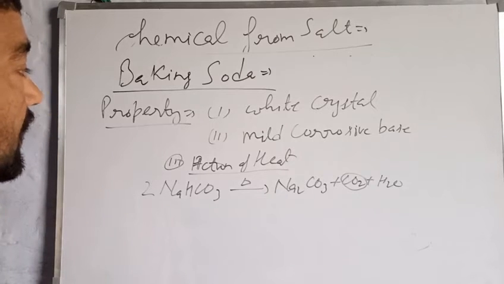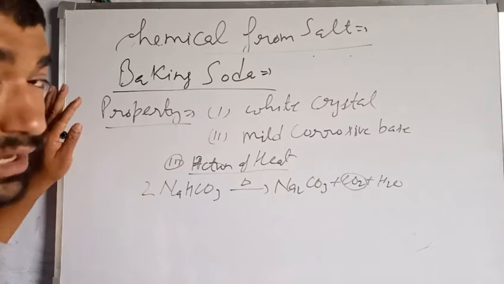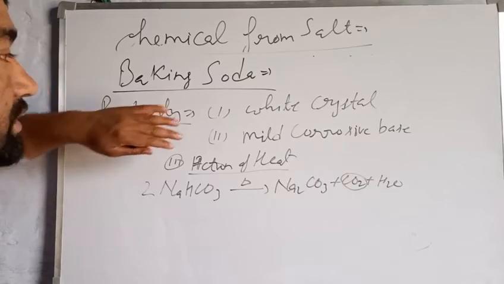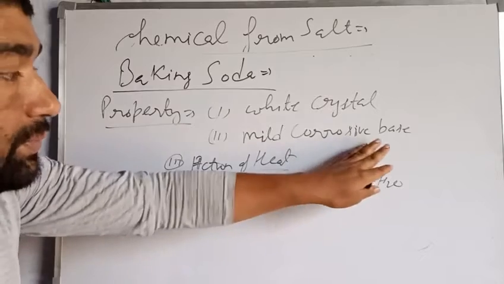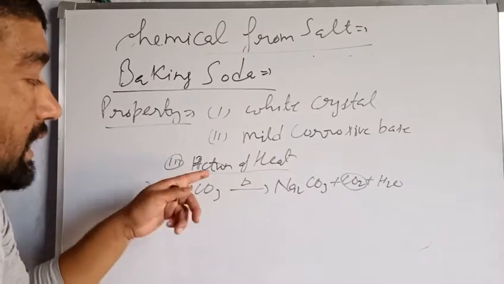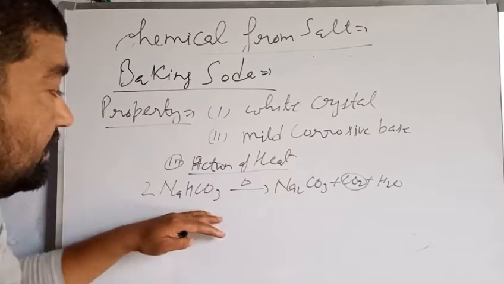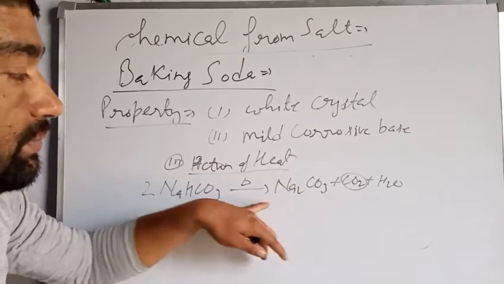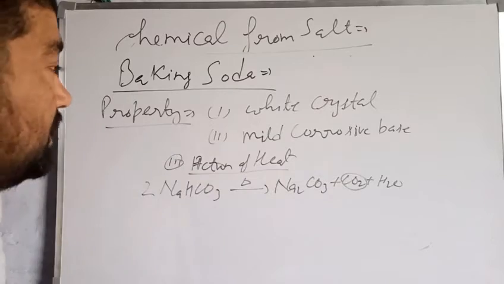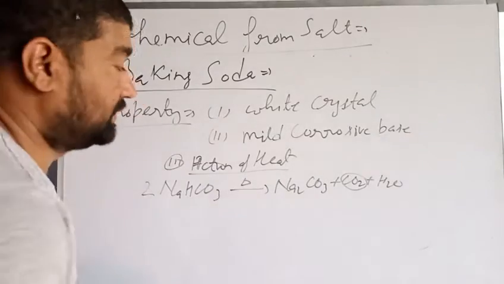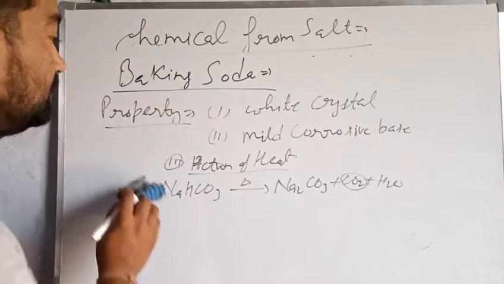Okay. Now let's talk about the uses. I believe that the properties have been clear for you. It is a white crystal which you obtain in the reaction. It's a mild corrosive base, sparingly soluble in water. On the action of heat, if you strongly heat it, it will convert into sodium carbonate, CO2 and water. Fine. Let's quickly move to the uses of that. I'm sure everything is fine.